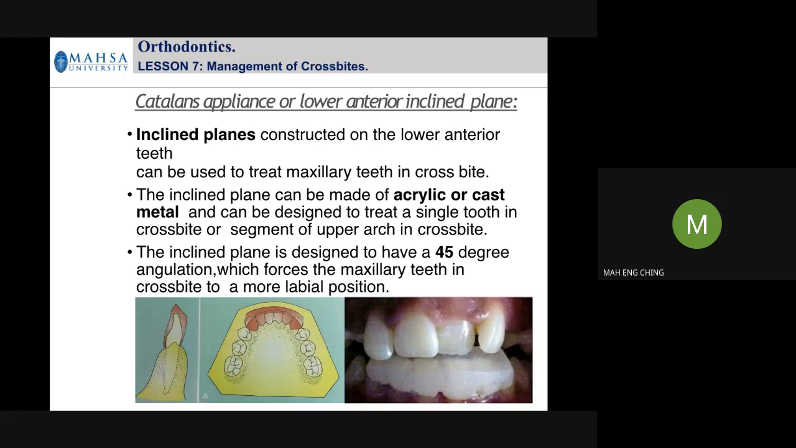So you can see on the bottom left pictures how they design the Catalan's appliance. It's just a snap-on acrylic, usually from canine to canine, with the inclined bite plane. That's how it works. Of course, you can add on later. If you think it's not enough, you can always add some cold-cure acrylic to make it a bit stiffer if you want to move the anterior teeth forward further.